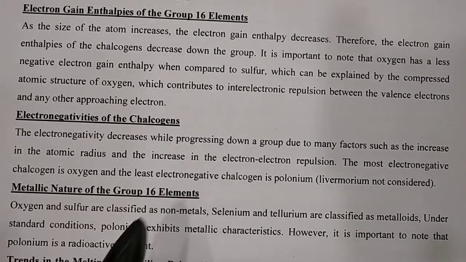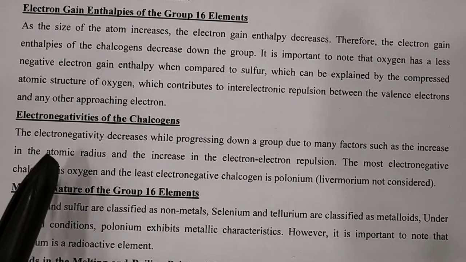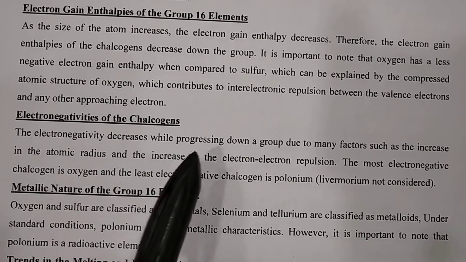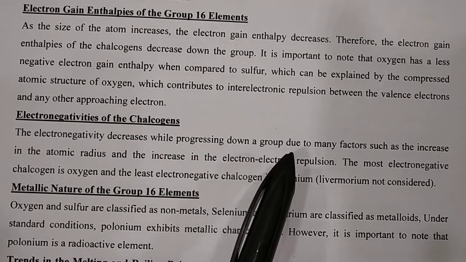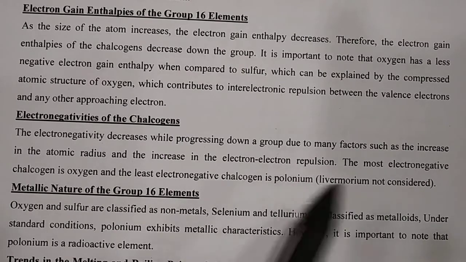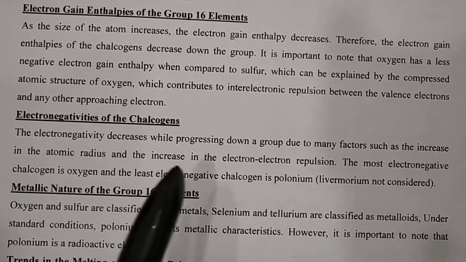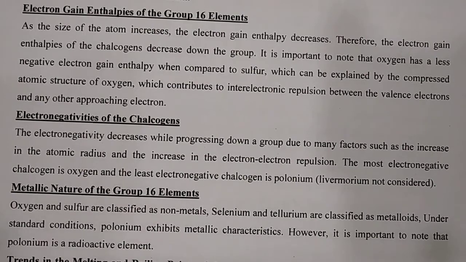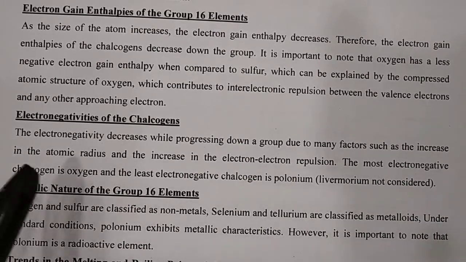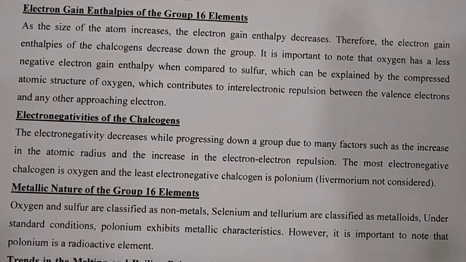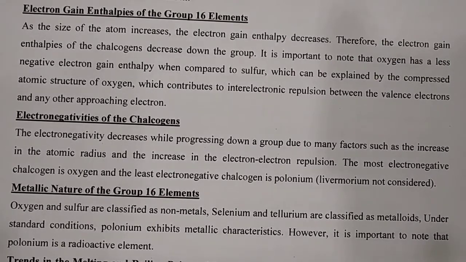Next is electronegativity. Electronegativity decreases progressively down the group due to many factors such as increase in atomic radius, increase in electron repulsion. The most electronegative, सबसे हाईएस्ट कौन है? फ्लोरीन. और फ्लोरीन के बाद नेक्स्ट कौन सा आएगा? ऑक्सीजन.